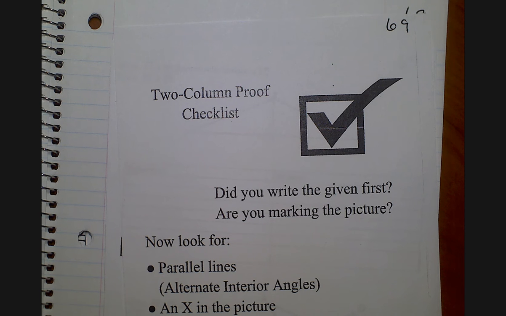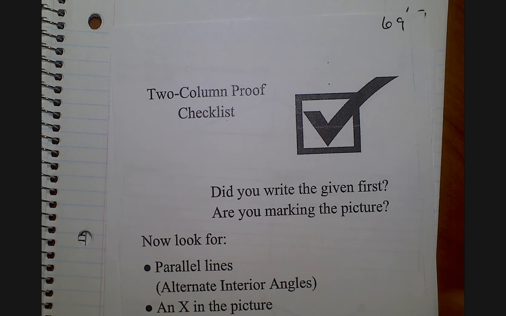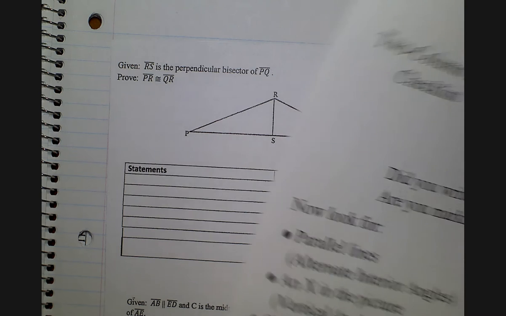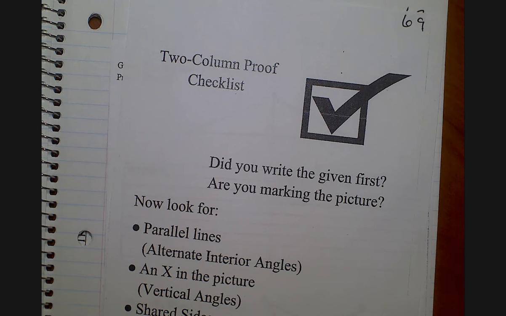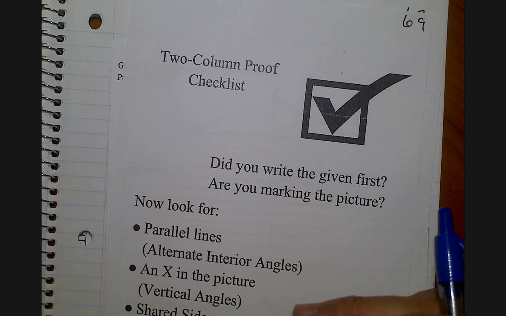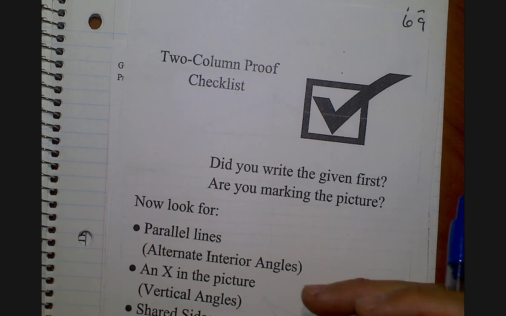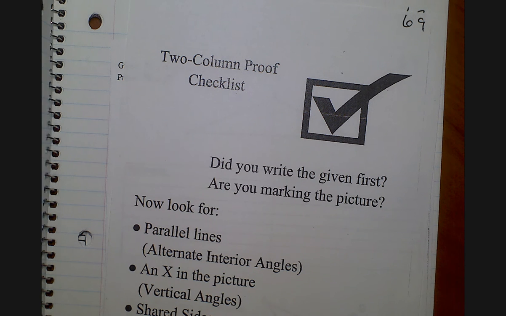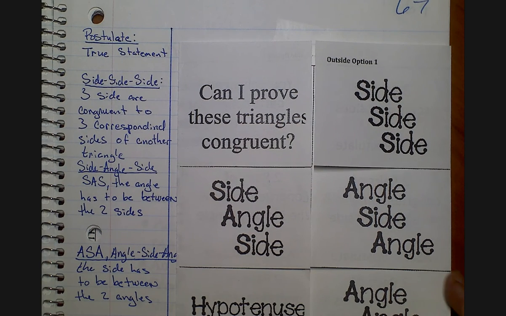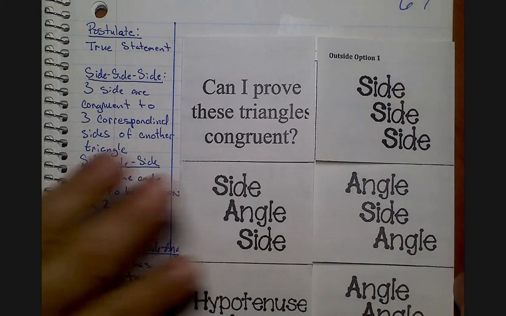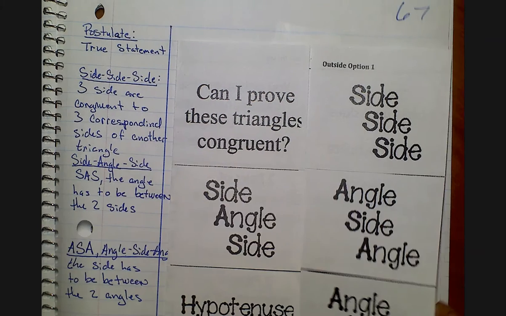All right, so yes, I am recording this. We have our 2-column proof checklist. Friday, when we were doing this, we were looking at the types of ways that triangles can be congruent. So we came up with this on page 67. We have the different types right here, and we're going to use this in our 2-column proof for today.